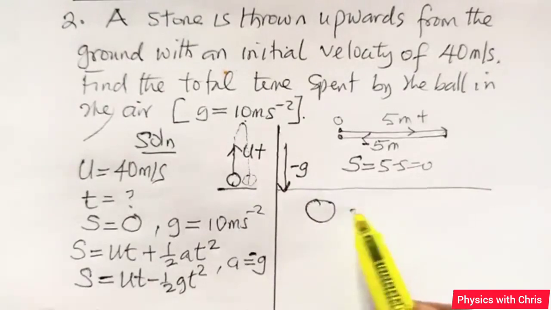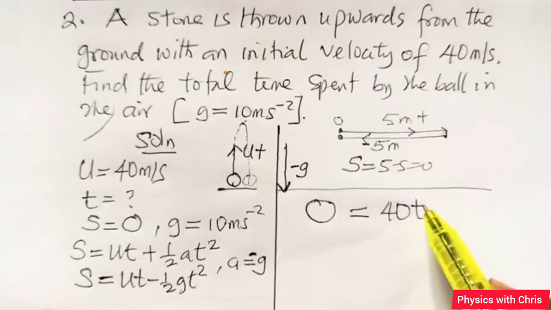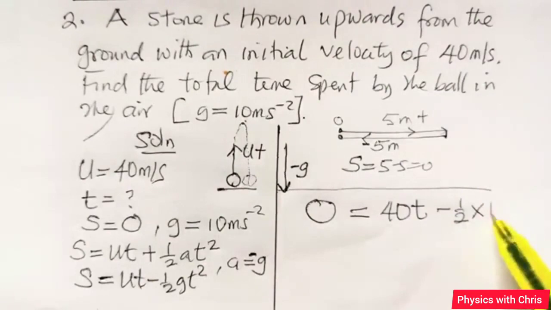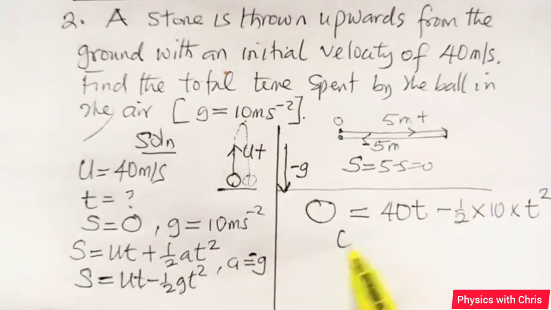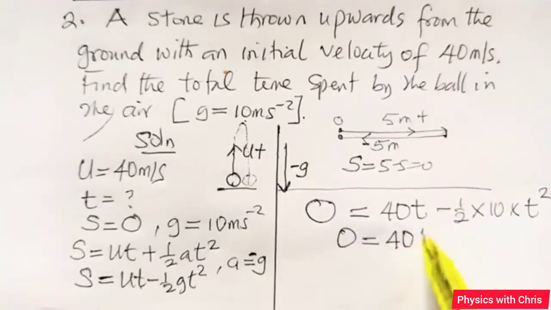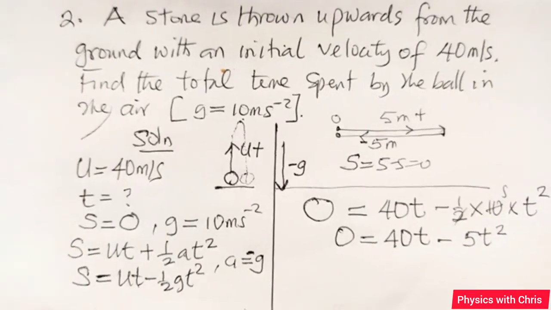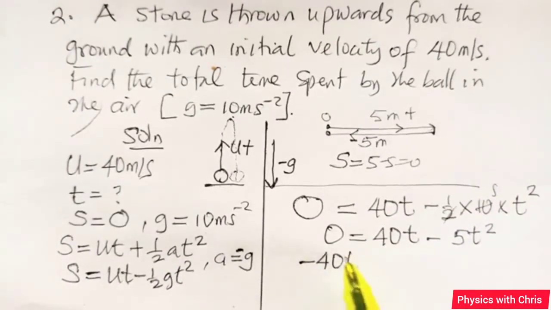for 0 equals, my u is 40. So 40 times t, that is ut, minus half times g, which is 10, times my time t squared. That gives me 0 equals 40t minus 5t squared. Now I need to bring 40t to the left hand side of the equation. That gives me minus 40t is equal to minus 5t squared.